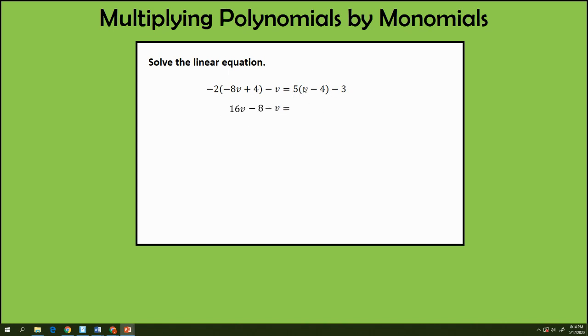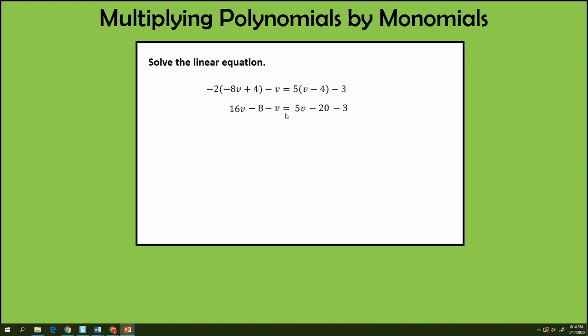Okay, let's move to the right. Distribute this 5 through the parentheses. So 5 times v is 5v. And then 5 times negative 4 is negative 20. And then this minus 3 is tacked on the end here, because it's a term on the right side.